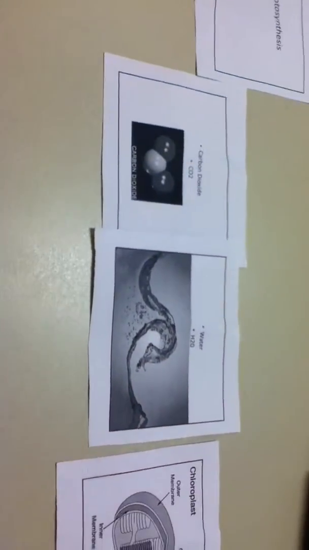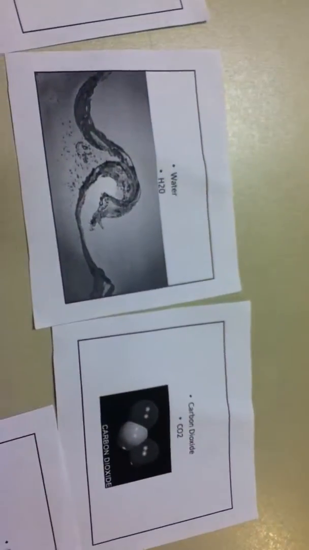If you have any cards, the person who gets to put all their cards down first wins, because you were able to show the processes of photosynthesis, carbon dioxide and water in the chloroplast make glucose and oxygen, and cellular respiration, glucose and oxygen in the mitochondria make water, carbon dioxide, and ATP.